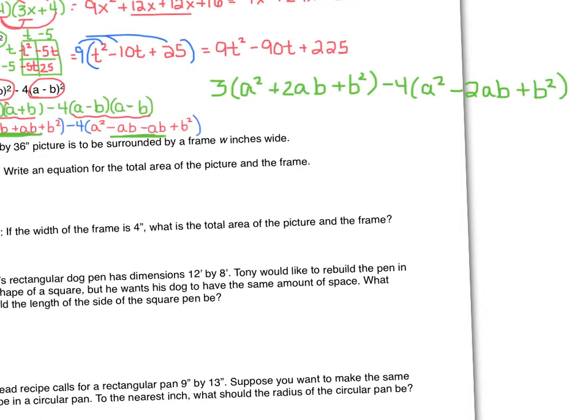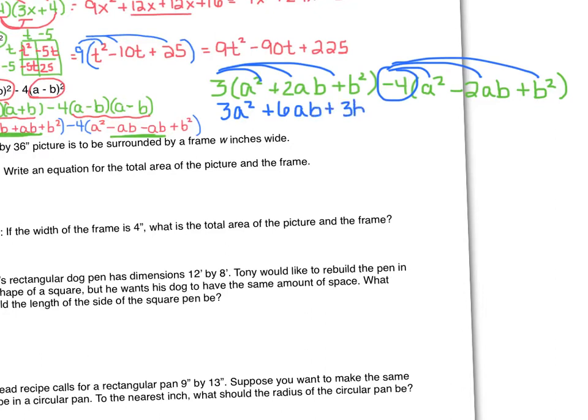Okay, now let's distribute. So I'm going to take this 3 and distribute to all of these. I'm going to take this negative 4, distribute to all these. Remember to treat that as a negative 4. So that's going to give me 3a squared plus 6ab plus 3b squared. And then here I'm going to distribute negative 4, so that first one will become negative 4a squared. Negative 4 times negative 2 is positive 8ab. And then negative 4 times b squared is negative 4b squared.